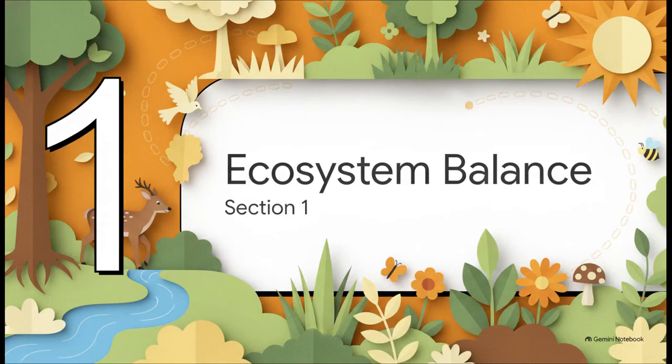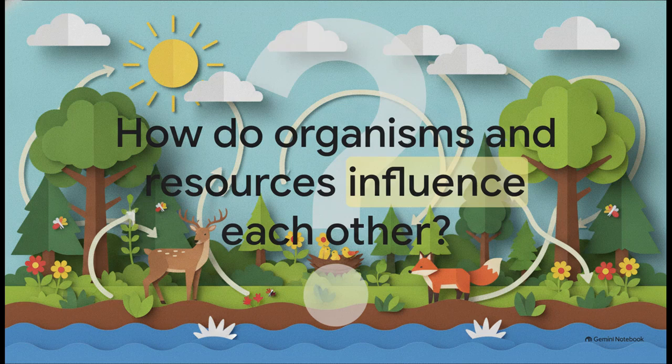Kicking things off, we have Section 1, the delicate ecosystem balance. Let's look at the big picture of how living things actually coexist. At the heart of everything we're exploring today is one massive, essential question. How do organisms, resources, and environments influence one another over time? Keeping this in the back of your mind is going to help you grasp the true interconnectedness of life.